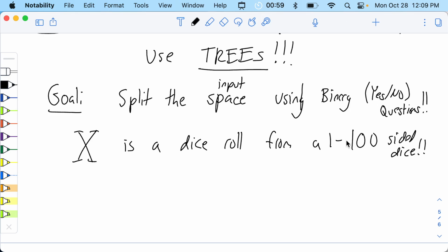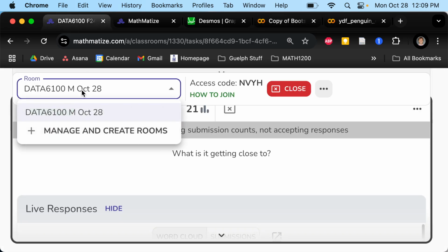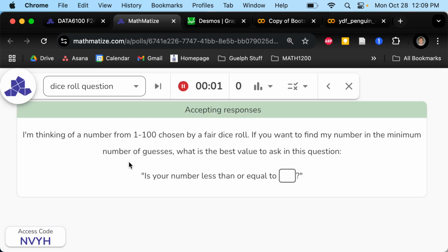Okay? And for you, I have my very first little thing here, can you guys figure out what it is? The dice roll question. So here we go. I'm thinking of a number 1 to 100 chosen by a fair dice roll. If you want to find my number in the minimum number of guesses, what is the best value to ask? And I phrase it as, is your number less than or equal to blank? And I want you to put in the blank. And also for fun, I brought in a real life 100-sided dice. You might think that's a golf ball, but it's not. It is a 100-sided. So I will roll it over here and secretly show you. You guys put in the thing and I'll tell you yes or no, okay?